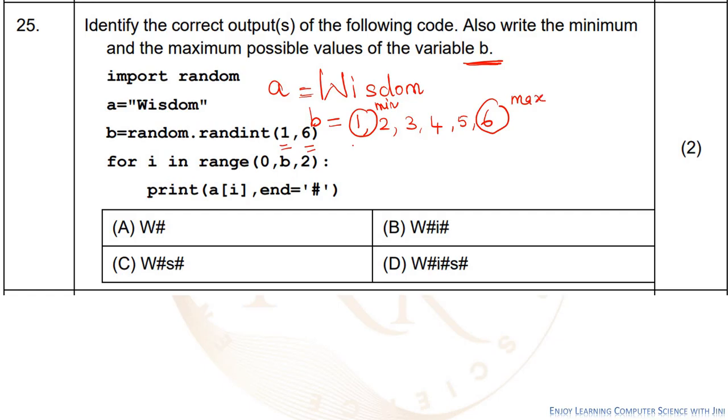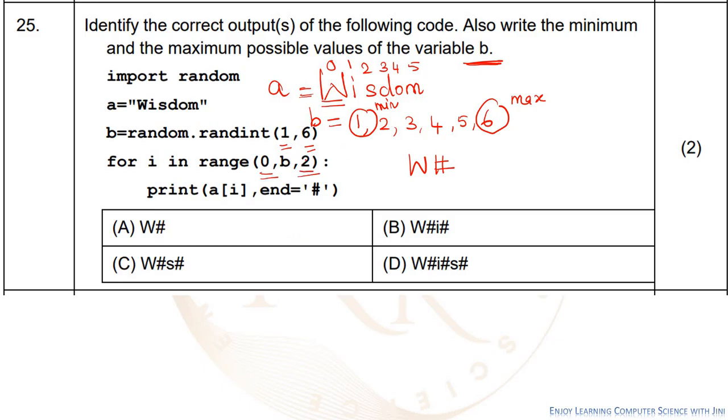Now for I in range of 0, b, 2. So what are the possible values of b? 1, 2, 3, 4, 5, 6. Okay. So starting value is 0. Let's write the 0, 1, 2, 3, 4, 5. So your output will begin with W followed by a hashtag. So first W hashtag. Okay. So this is one. But all the 4 options are starting with W hashtag. So anything is possible. Now next thing, we have a step value 2.